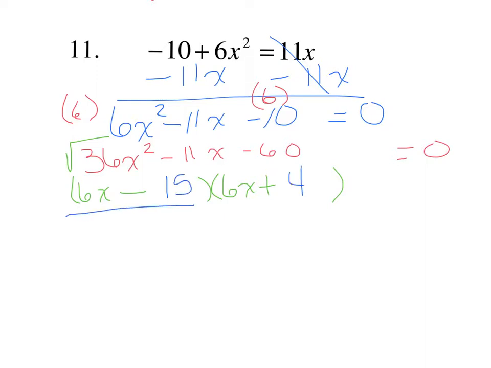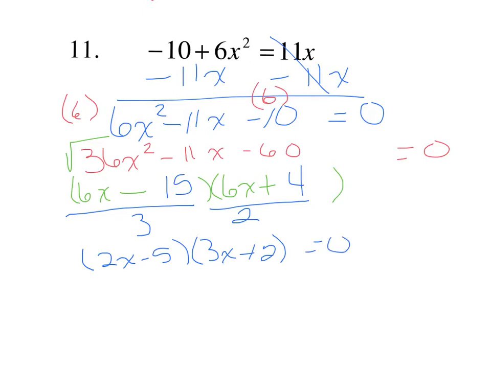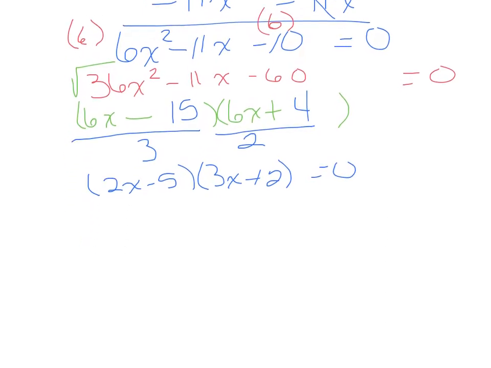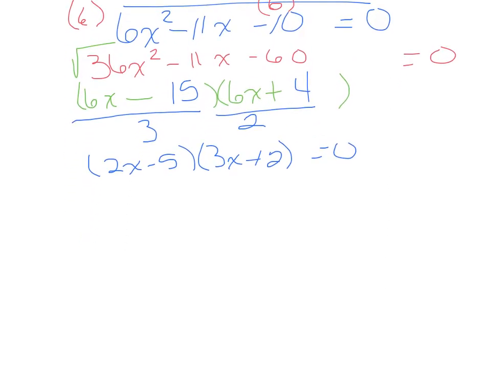And then divide. The GCF of these two terms is 3. The GCF of these two terms is 2. So 2x minus 5, 3x plus 2. All right, that's just step 2. That's just the factoring. After you do the factoring, you still have to make your little equations equal to 0 to solve. So 2x minus 5 equals 0. 3x plus 2 equals 0.